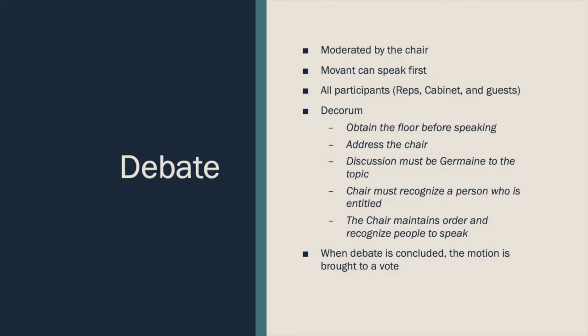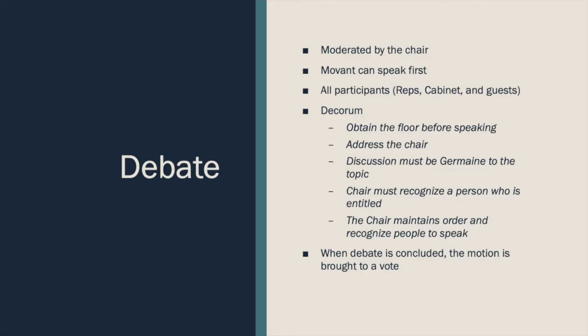The chair has to be fair in terms of recognizing people to speak, right? So if you have your hand up, at some point or another, the chair does have to call on you. The chair is supposed to make sure that everyone can speak once on a motion before any person has spoken twice.